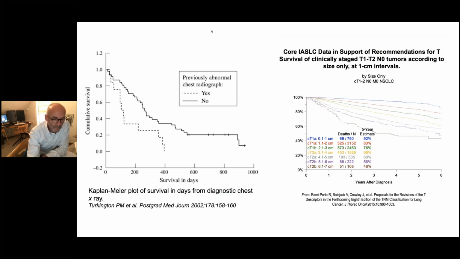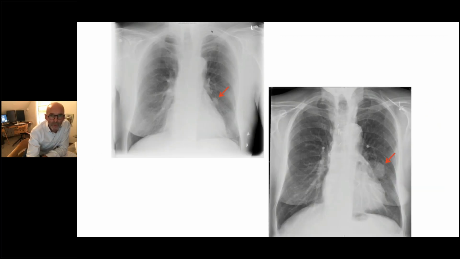We know that we all make mistakes and that we miss cancers. The graph on the left is the one from Turkington that showed, not surprisingly, that if you take longer to spot the cancer and you go back and see it smaller, your survival is reduced. And obviously there's some bias in that, but it makes perfect sense. And the ISLAC data on the right shows that the smaller the tumor is, the more likely you are to do better.